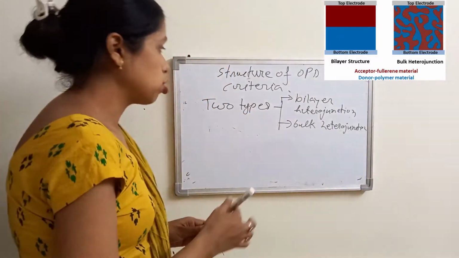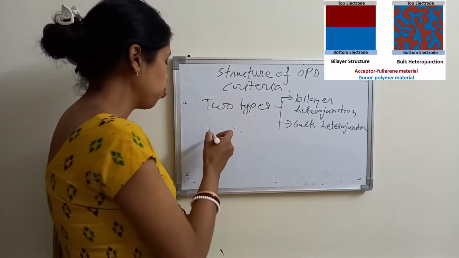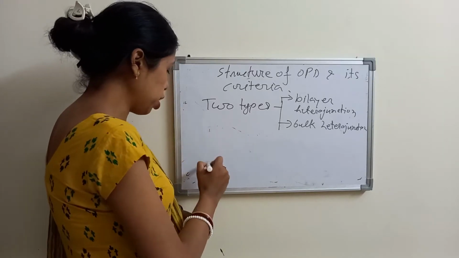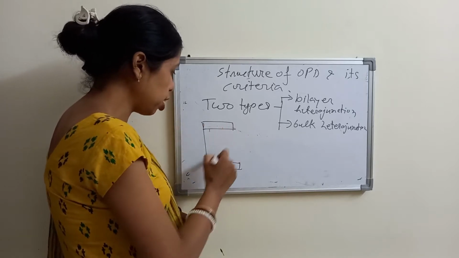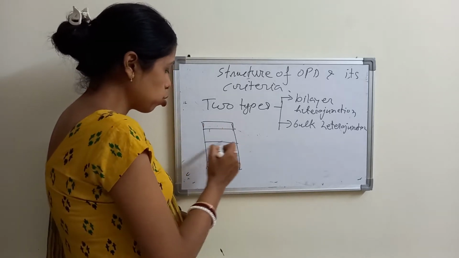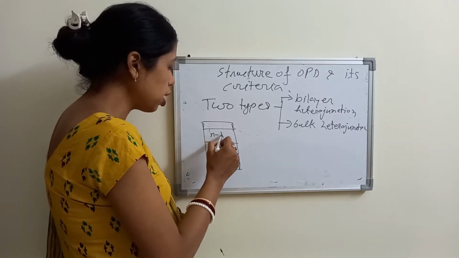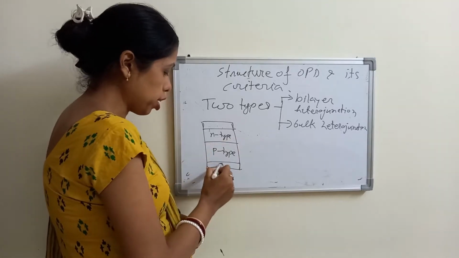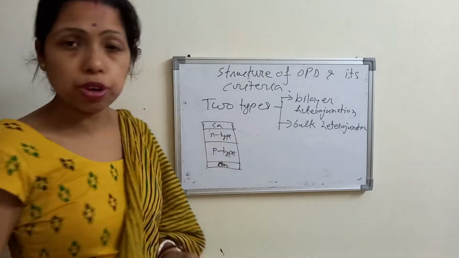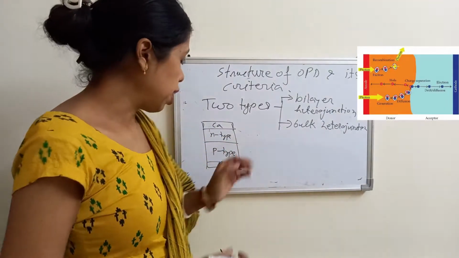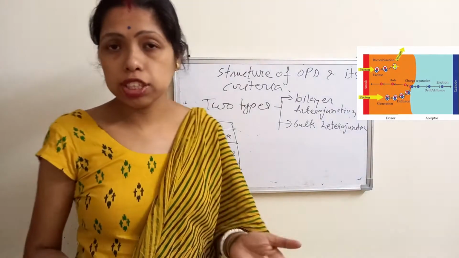In case of the bilayer, what are these junctions and what are the advantages, I will tell now. In case of the bilayer heterojunction, as you know, the anode and cathode layers are already there. You can design the organic photodetector. So in case of the bilayer, there is a p-type and another is the n-type semiconductor. This is anode and this is cathode. So this is called a bilayer. The interface between these two semiconductors is known as the heterojunction.